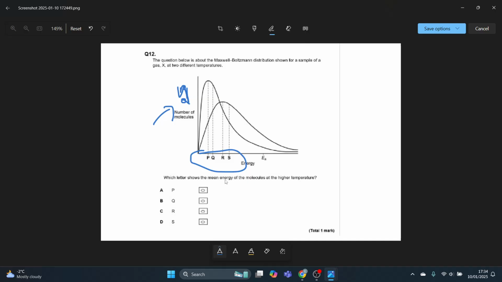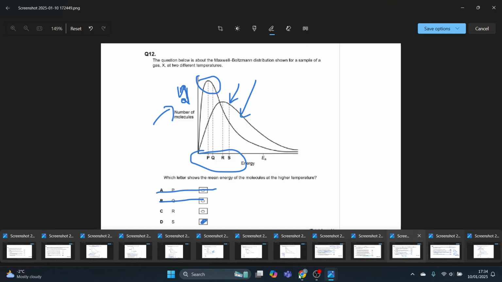But in this case, which letter shows the mean energy of the molecule at high temperature? Well, higher temperature is going to be this one, so it can't be P and Q. You can already eliminate those two because that is for the normal one. So it's either R and S, and remember, mean energy is always slightly to the right of the most probable energy, so it's clearly going to be S. And that is the end of the multiple choice questions.